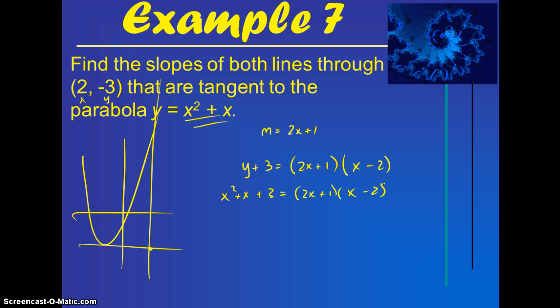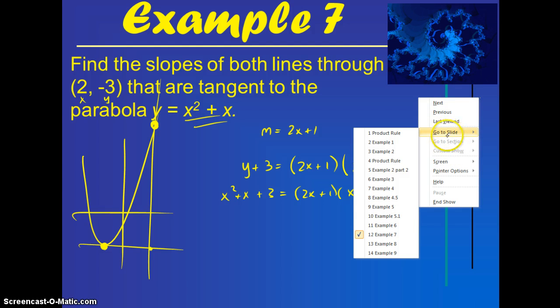I could solve this, FOIL this together, get everybody on the same side, either factor or use the quadratic formula on the quadratic that results, and then I get the two x values of these 2 points. Once I know the x values, they ask for the slope. I take those two x values and I plug them back in my slope equation, 2x plus 1, to find out the slopes of those two lines. I'm short on time, so I can't really go through that, but at least now you have a plan as to how you might approach that. I challenge you to try and finish it on your own.